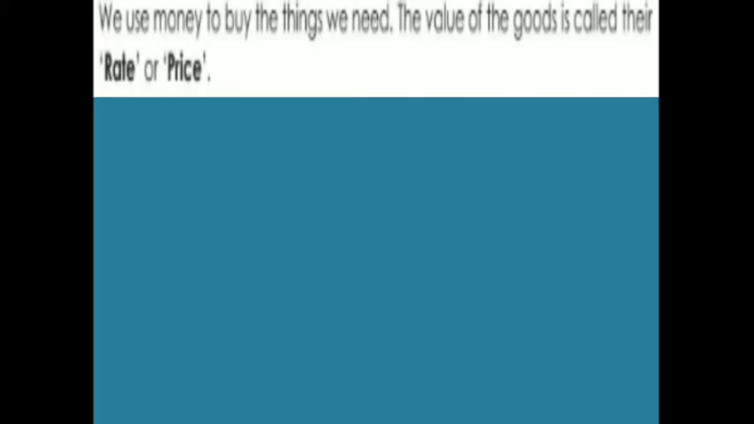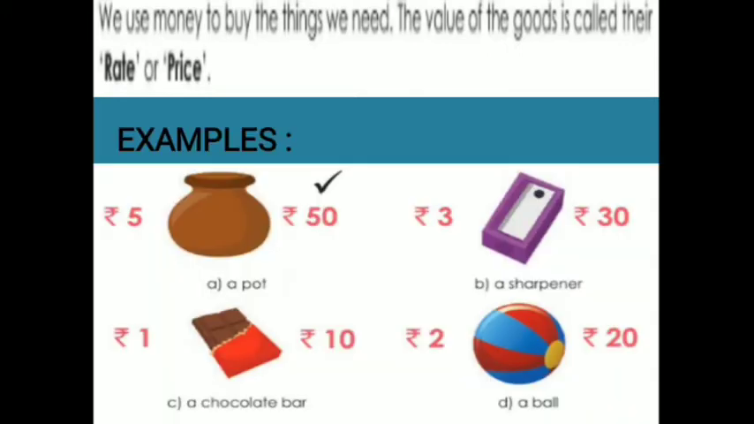Okay children, so here are a few examples. Let's see those examples, in which a pot is there, a sharpener is there, a chocolate bar is there, and a ball is there. So children, the first one is done for you. Rupees 5 and rupees 50. So what is the value of a pot? Can the pot be 5 rupees? No. So it is 50. So the first one is ticked for you.